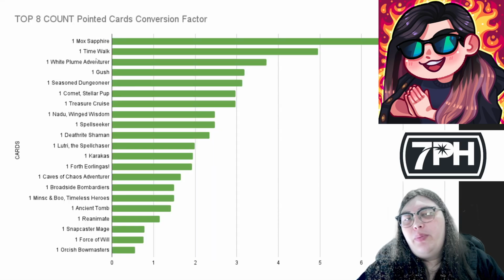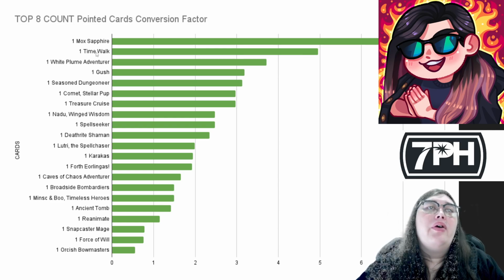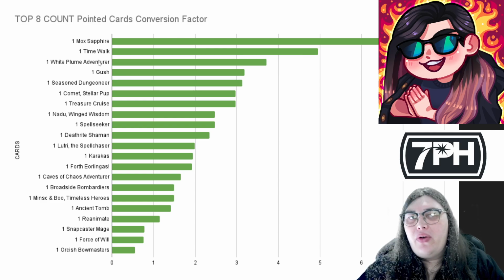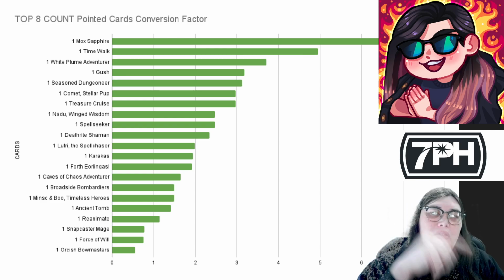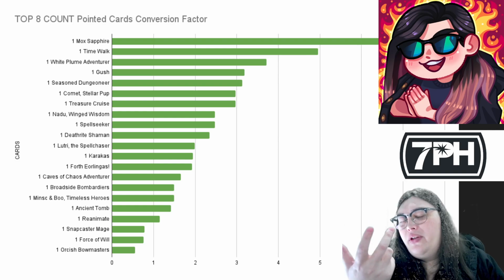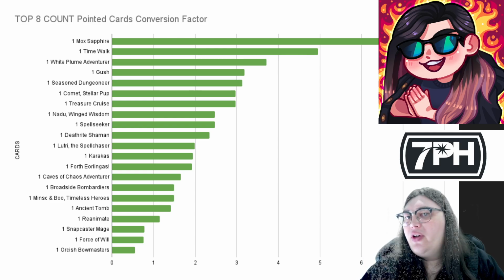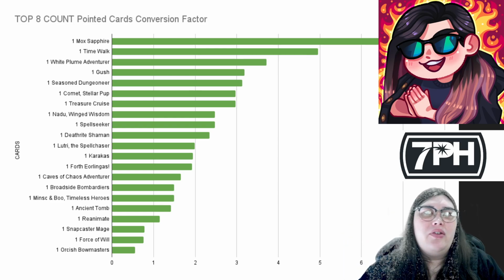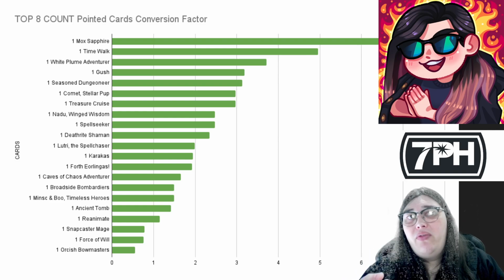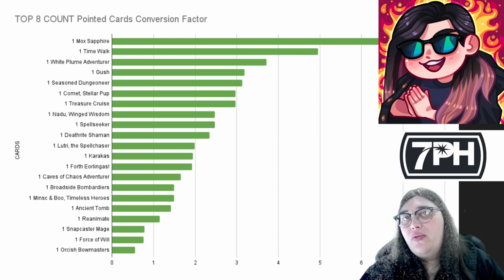Here we have the top 8 pointed cards. So if a card appeared in top 8, it will appear on this graph. The more copies in top 8 and the more copies in the tournament, the wider the range for conversion factor. So in the case of Mock Sapphire, I believe there were 2 people who played the card. One of them top 8'd, so it had a very, very good result.